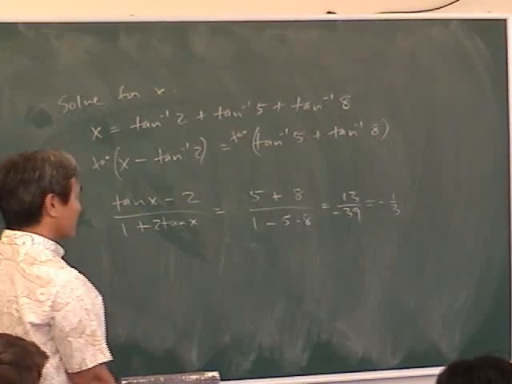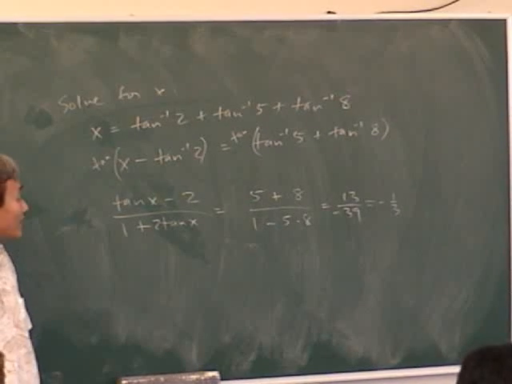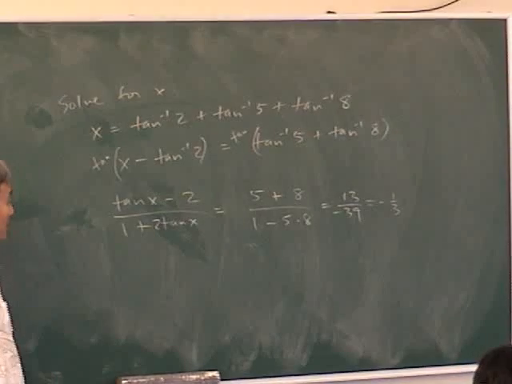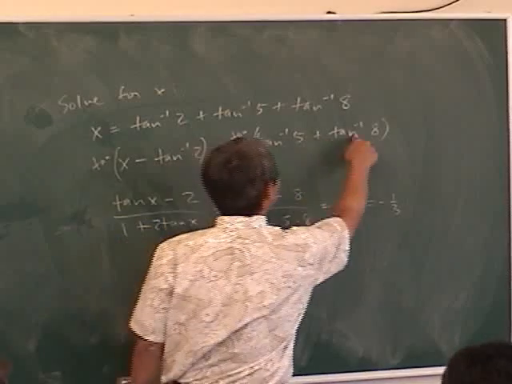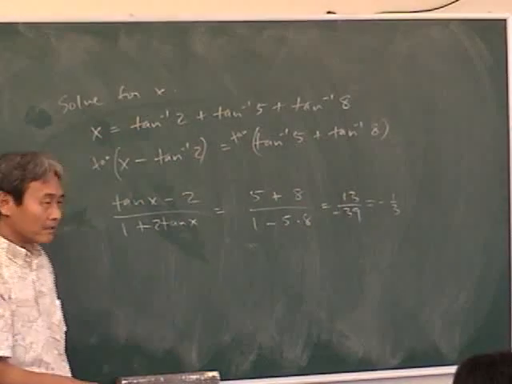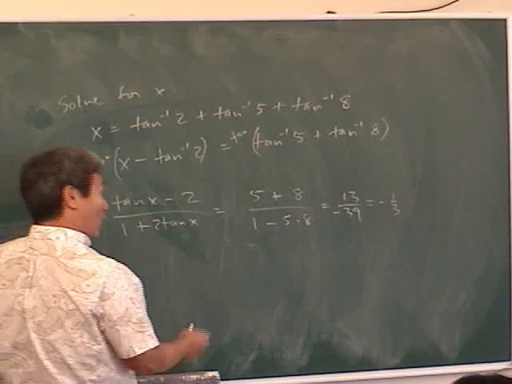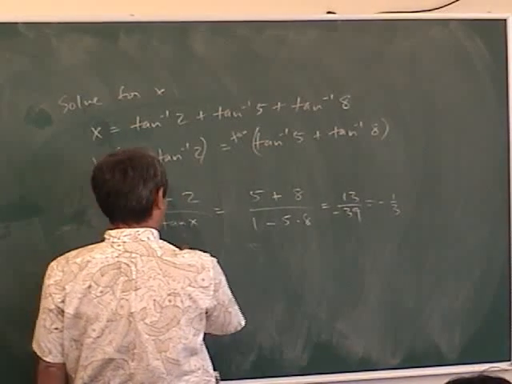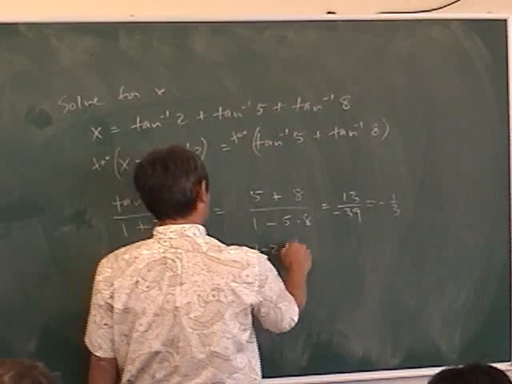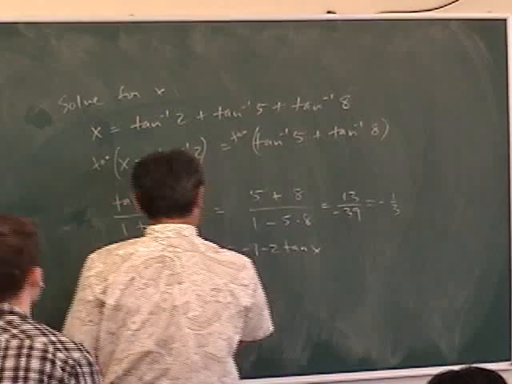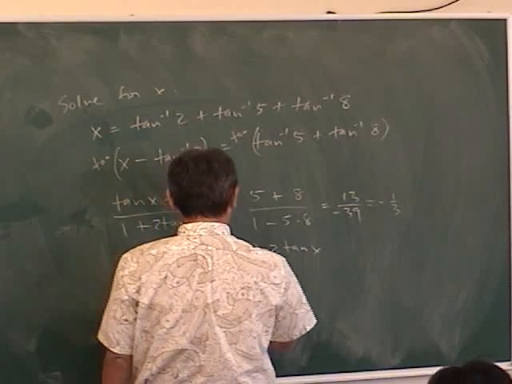If you reduce, you get smaller numbers to work with. Wait, how? 13 goes into 39 3 times. Where did 10x go? Tangent of the first is 5. Tangent of the second is 8. Oh, on that side. Oh, okay. One sec. Okay, cross multiply. 3 tan x minus 6 equals negative 1 minus 2 tan x. 5 tan x is equal to 5. Tan x equals 1.